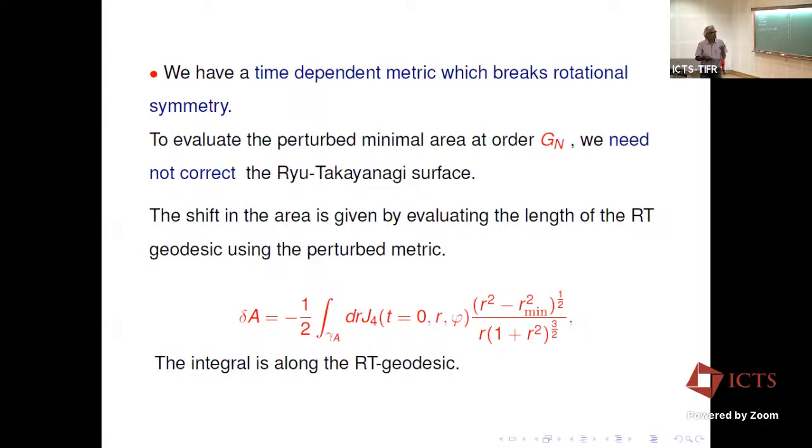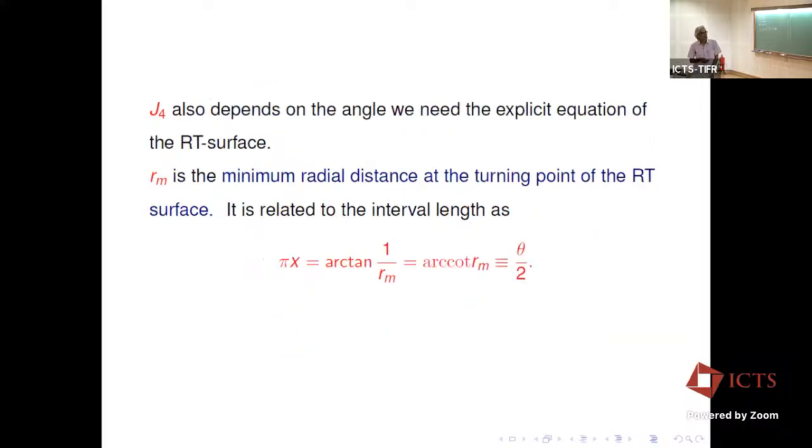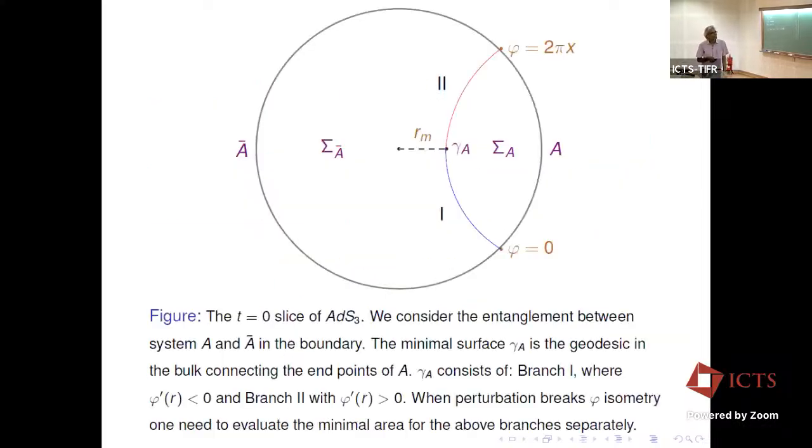And as Shiraz was saying, we don't need to correct the Ryu-Takayanagi surface for this. We just substitute the surface into the corrected metric and evaluate. This is the formula. And once you evaluate the area, and this is the minimal distance, there's a turning point in the geodesic curve, and that is this turning point. And once you evaluate this, here is the length.